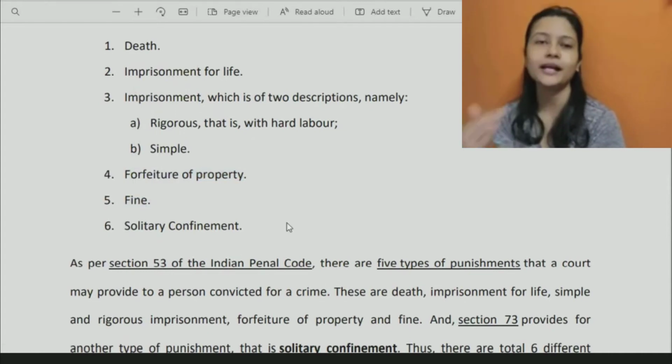So these are 6 different types of punishments that IPC talks about. Whatever crimes we get under IPC, either of these will be the punishment which is mentioned there. And we need to look for the specific sections to see what all punishments are there.